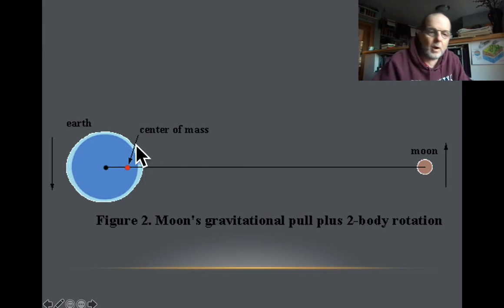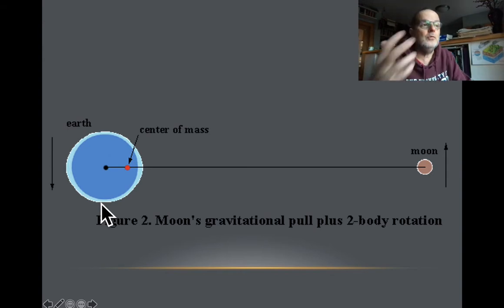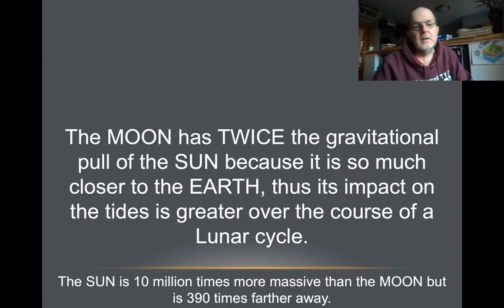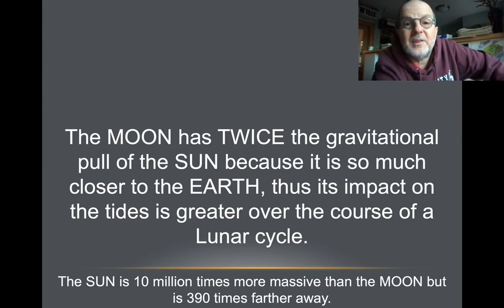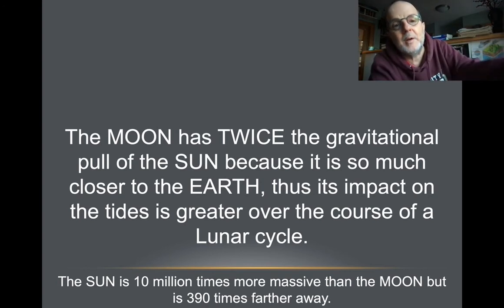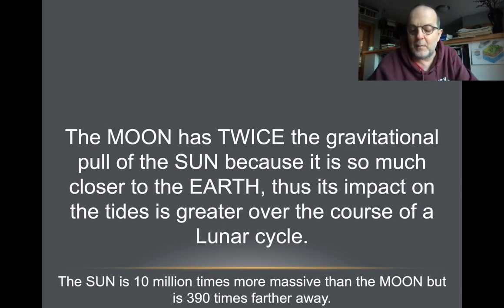So in the course of one 24-hour period, most locations on Earth will experience 2 high tides 12 hours apart, and at right angles to the high tide, in terms of our rotation, 2 low tides. The moon has twice the gravitational pull of the sun because it is so much closer to the Earth. Thus, its impact on the tides is greater over the course of a lunar cycle. So the sun is 10 million times bigger than the moon, but the moon is 390 times closer to the Earth than the sun. The sun is that much further away.